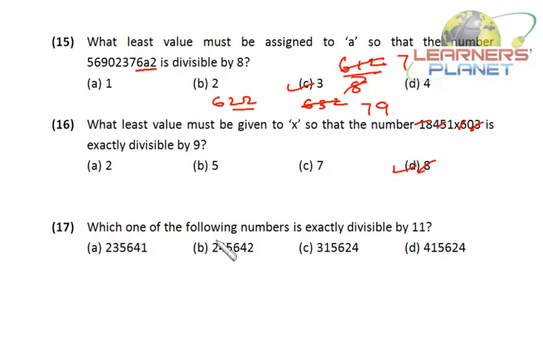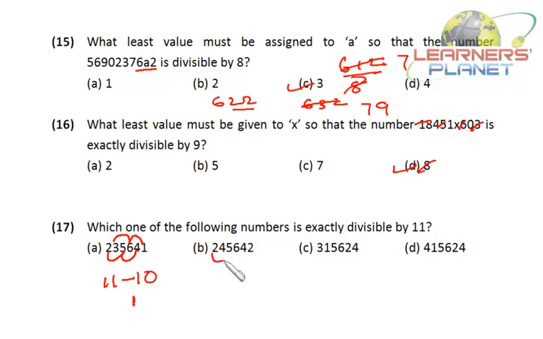Similarly, which one of the following numbers is exactly divisible by 11? Now what is the divisibility test of 11? We have discussed 2 divisibility tests of 11. Okay, let's try any one of them. In this case, 2 plus 5 is 7, plus 4 is 11, and 3 plus 6 is 9, and 1 is 10. Okay, so we are getting the difference as 1. So 235641 is not divisible by 11.